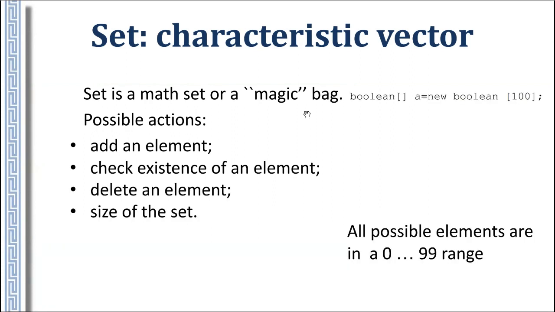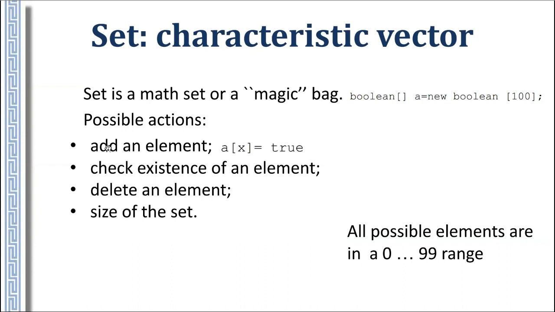So what we do, we consider a new Boolean array with 100 elements with indexes from 0 to 99, and it is something like a characteristic vector, or an array of indicators. We say that if A[i] is true, then the element i is in our set. And if A[i] is false, then it is not in our set.